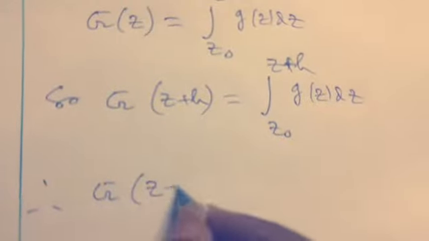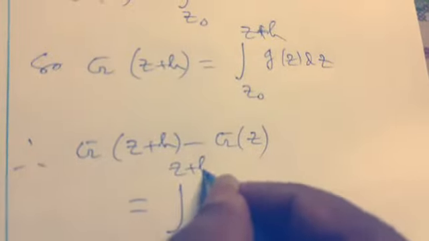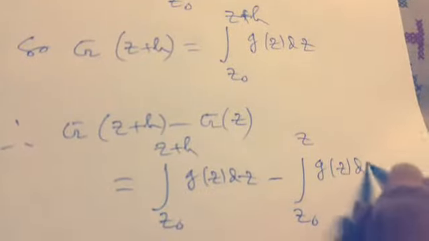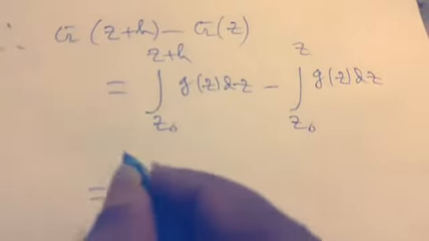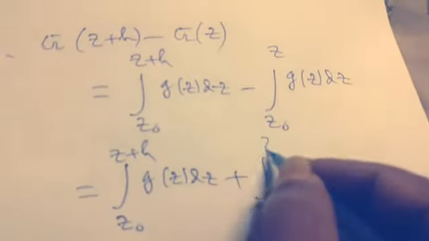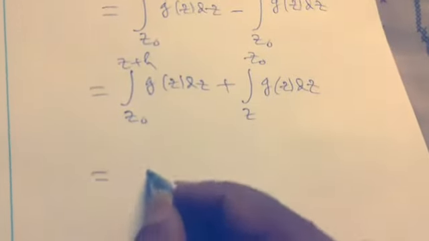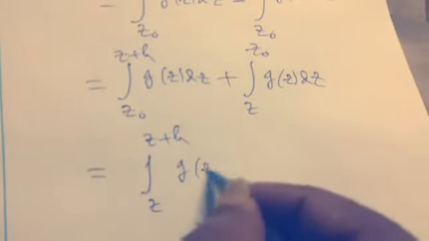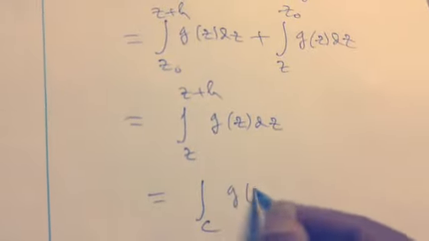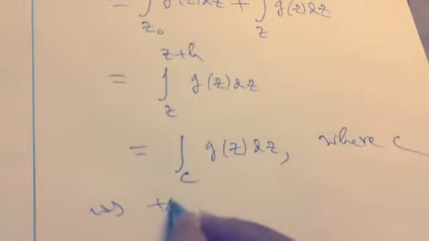Therefore, G(z+h) minus G(z) will be the integral from z0 to z+h of g(z) dz minus the integral from z0 to z of g(z) dz. Using the elementary property of integral calculus, in the second case, changing the upper limit to lower limit, the integral from z to z0, and also using this property, that is the integral from z to z+h of g(z) dz. And it is clear, it is a contour integral over C of g(z) dz, where C is the closed curve.